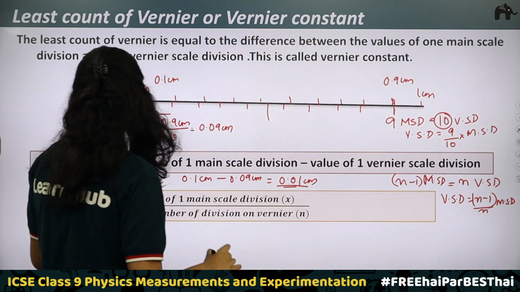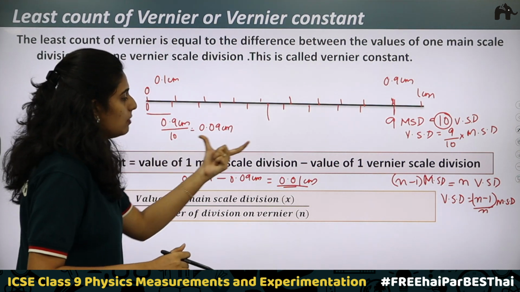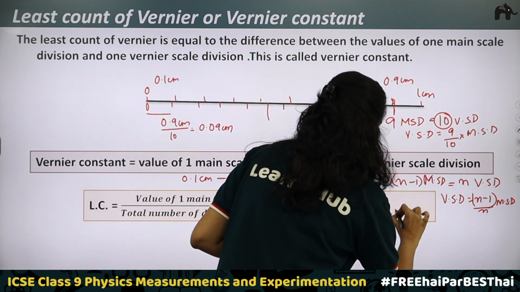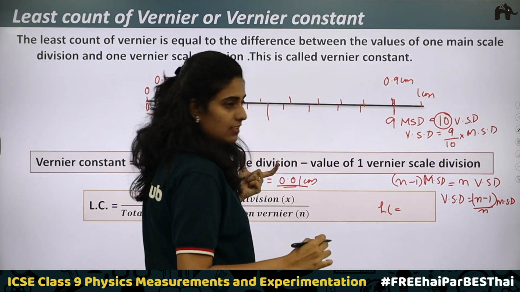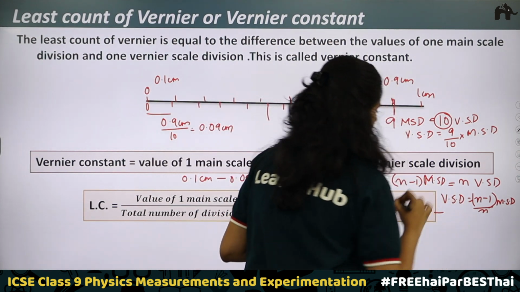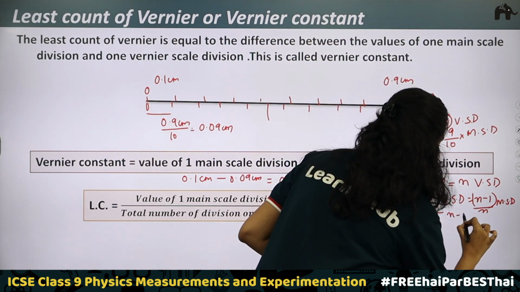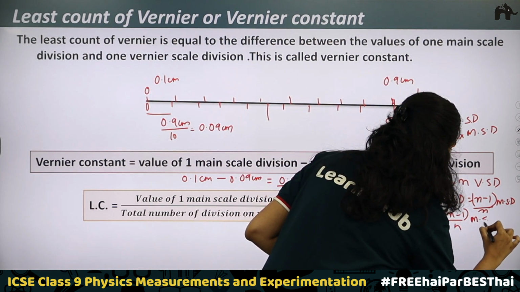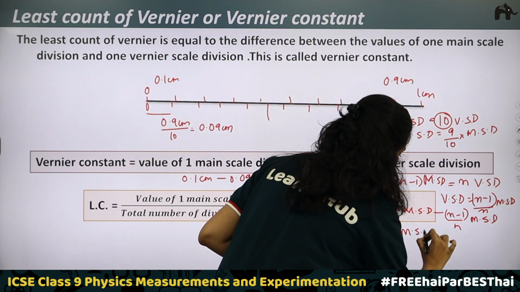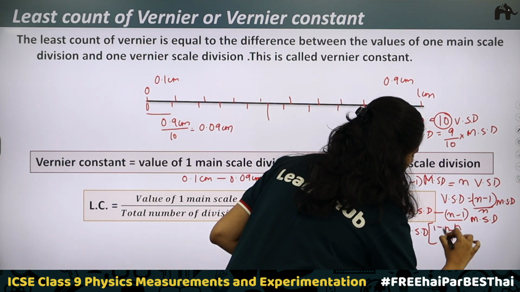We have least count of vernier, or the vernier constant, equal to value of one main scale division minus value of one vernier scale division. Then the least count you can write is equal to value of one main scale division, which we will represent as MSD, minus value of one vernier scale division, VSD, which is n minus 1 divided by n into main scale division. Okay. So main scale division is common, MSD taken out. Then you will be having 1 minus n minus 1 divided by n.